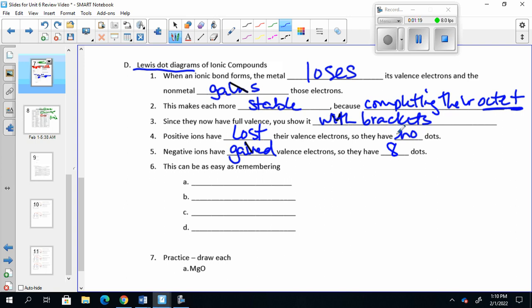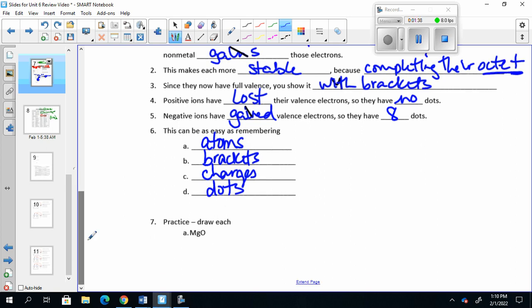And I say it's as easy as remembering A, B, C, D. A, write out the atoms. The formula will tell you how many to draw of each. B, put brackets on each one. C, write down their charges. And D, dots, and they only go on the negative ion.